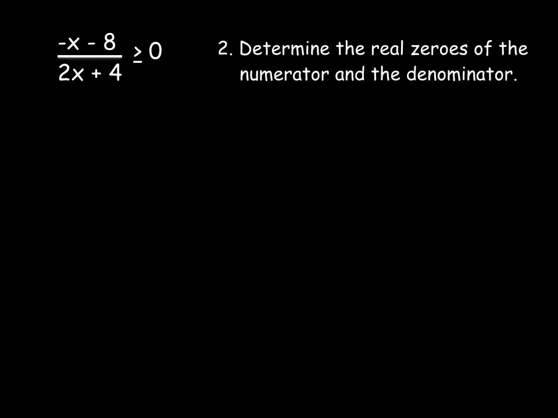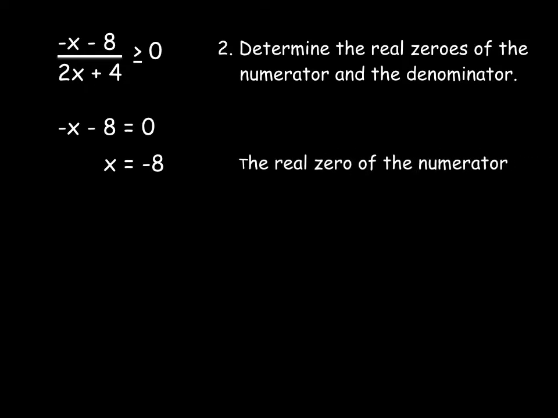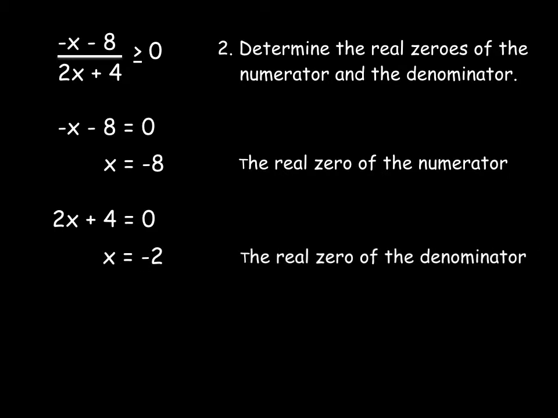Step 2. Determine the real zeros of the numerator and the denominator. Set the numerator equal to 0. We have the equation negative x minus 8 equals 0. Solving for x, we find that x is equal to negative 8, the real zero of the numerator. Setting the denominator equal to 0, we have the equation 2x plus 4 equals 0. Solving for x, we find that x is equal to minus 2, the real zero of the denominator.